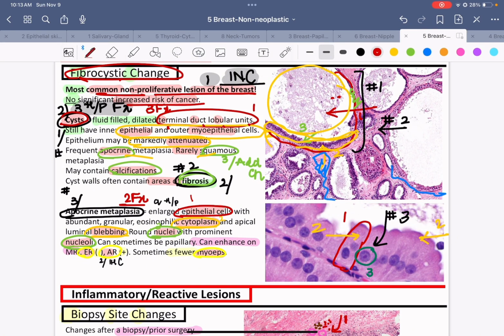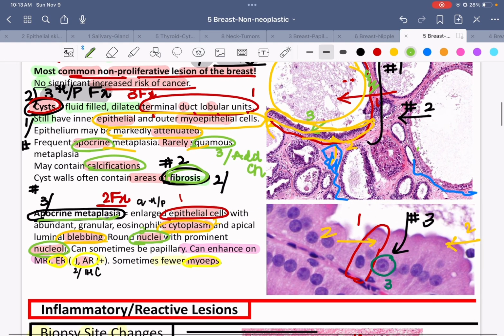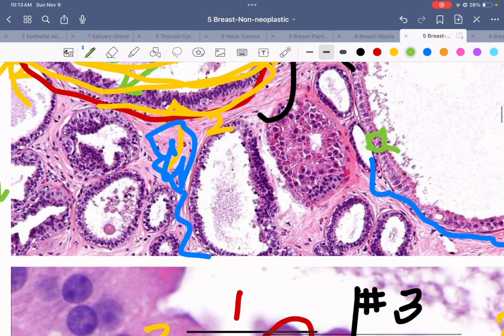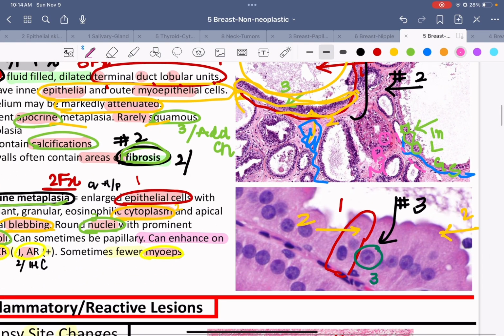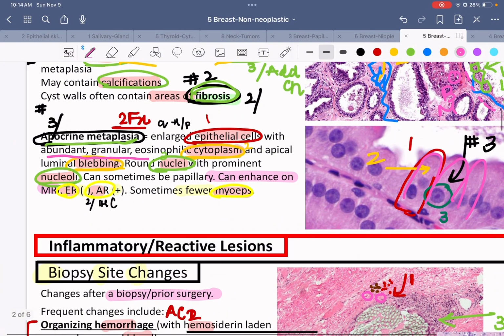The third component is apocrine metaplasia. Normal cells are cuboidal, and outside these cuboidal cells you have the outer myoepithelial layer. These are the inner luminal glandular secretory cells, and beside this there is an outer basal myoepithelial cell layer. What starts happening to these normal cuboidal cells is that they become elongated and develop a more pinkish hue. These epithelial cells develop abundant granular eosinophilic cytoplasm, as you can see here.